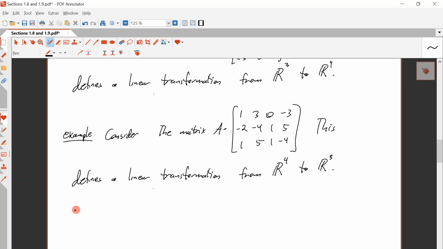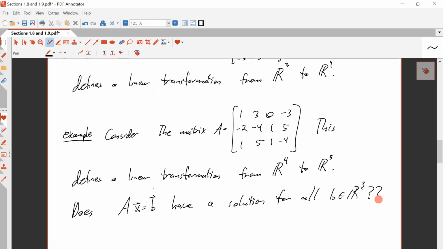Now, let me ask you a question. Does AX equal to B have a solution for all B in R3? Okay, so for any vector that I pick in R3, is there a vector in R4? Right, for every B in R3, is there X in R4 such that A times X equals B?